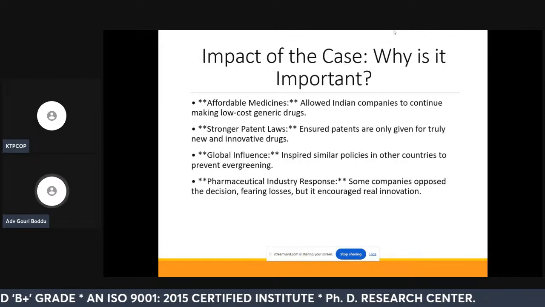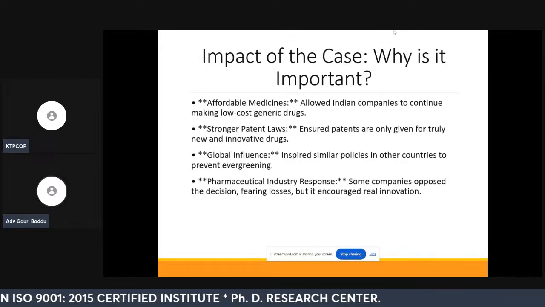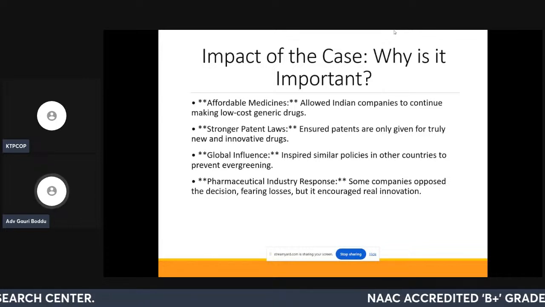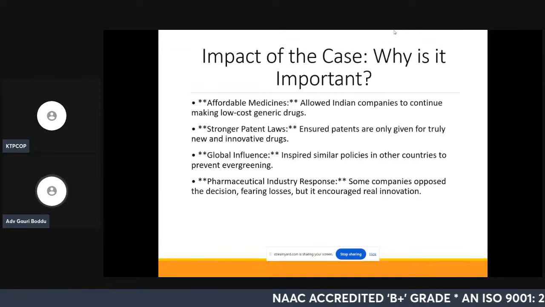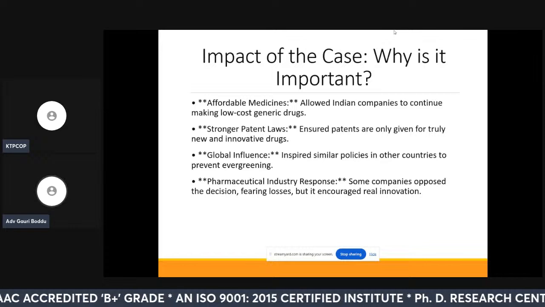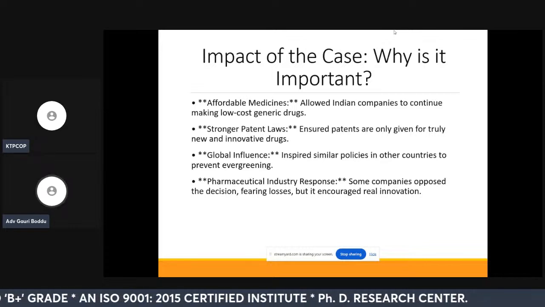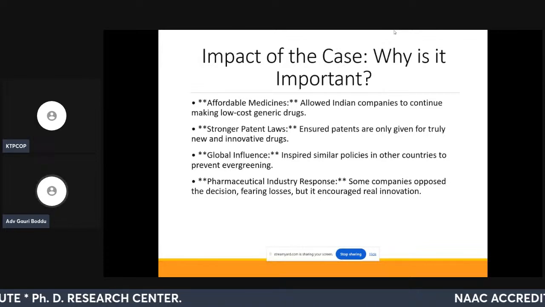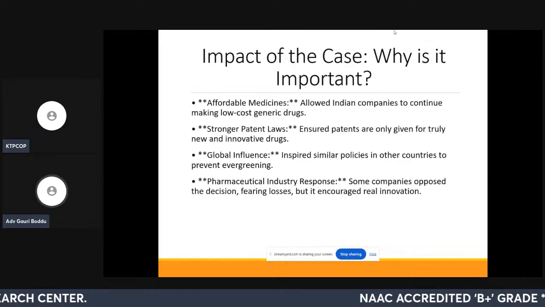That there should be affordable medicines that allowed Indian companies to continue making low cost generic drugs. Stronger patent laws ensured patents are only given for truly new and innovative drugs. As I said, there are criteria. The three criteria are novelty, inventive, and industrial applicability. So it should first fit in that criteria, then only you will get your patent registered.